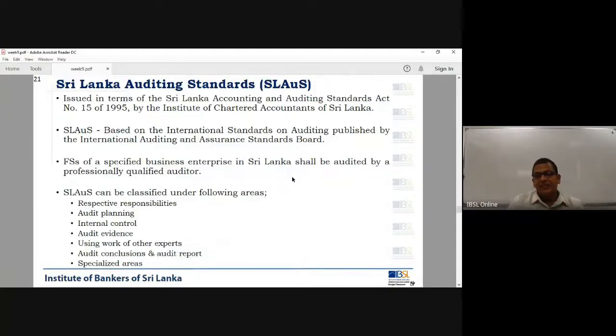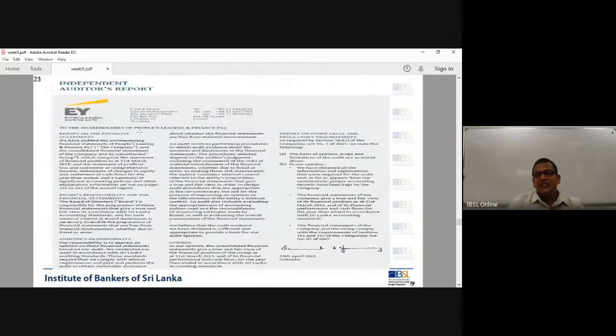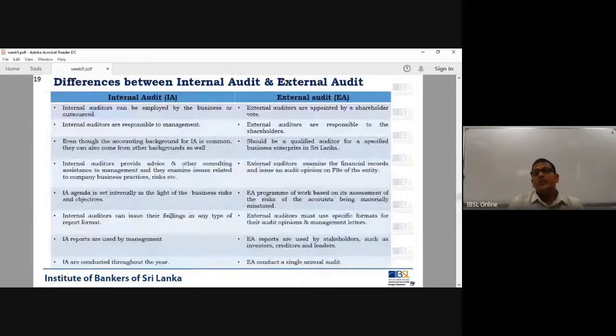I think here we have mentioned one of the external auditors' reports. There's a format that they have to adhere to. But for internal auditors, it depends from bank to bank, finance company to finance company. They can follow whatever format, but external auditors must use a specific format. Internal audit reports are used by the management. External reports are used by stakeholders such as investors, creditors, lenders, etc., even depositors.